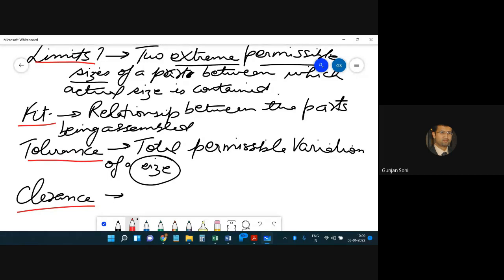We will understand these terms with a figure also, but right now let's try to understand them in words. So clearance is the distance between the adjacent surfaces of mating parts.